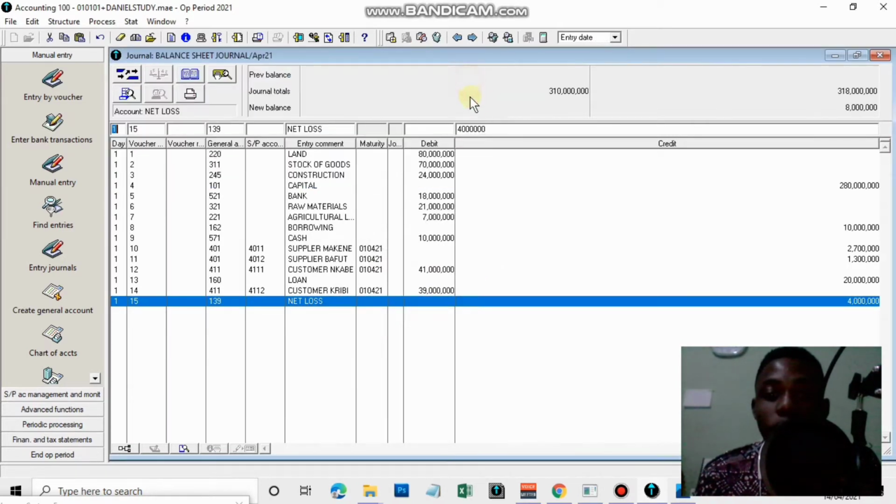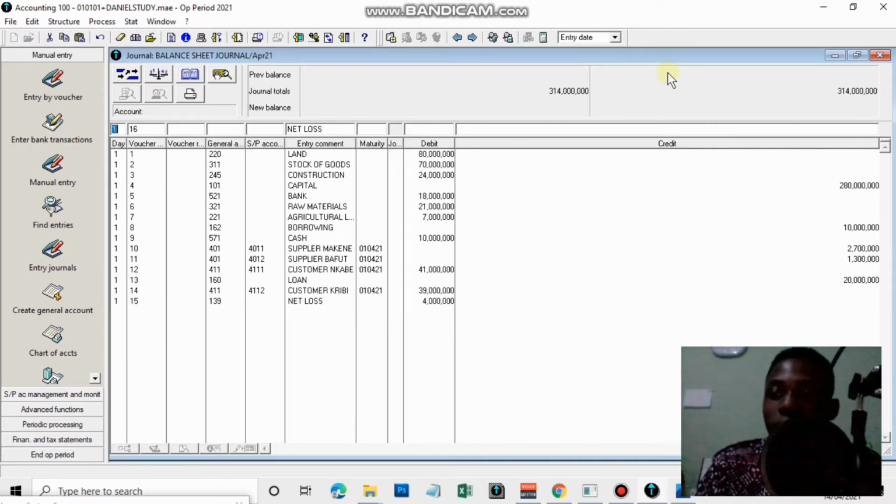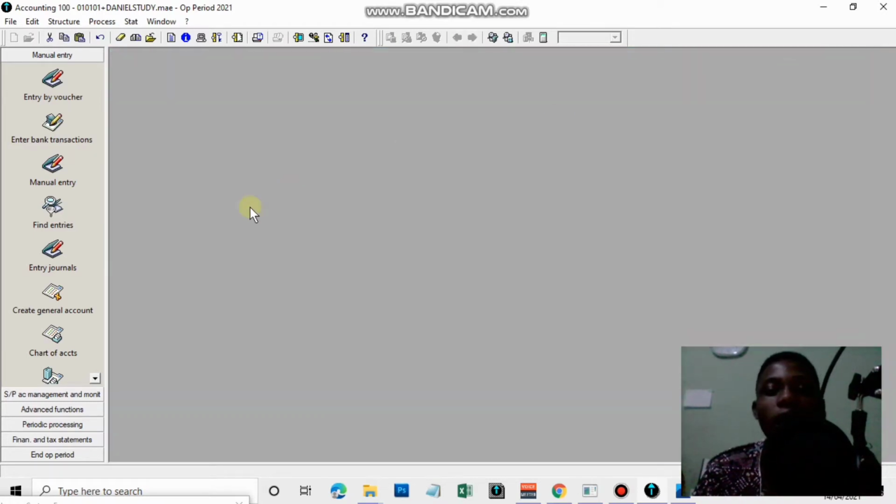It means that you just record all your transactions. So here we put the net loss instead, 4 million, and it is going to balance now. And if it balances, it means it can close easily. So we come across here, and I just close it automatically. So as that is closed automatically, now we're going to look at the next one.